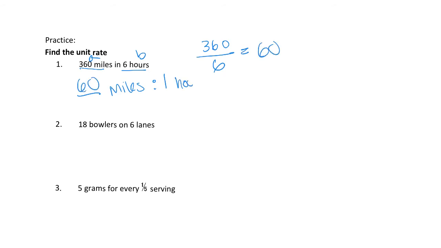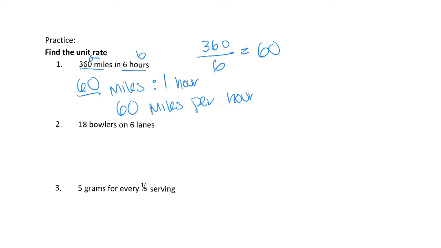Find the unit rate. 360 miles in 6 hours. I want to know how many miles in 1 hour. So I'm going to take 360 divided by 6, my A divided by B, ends up being 60 miles for 1 hour, or 60 miles per hour, if we're going to write it out in words.